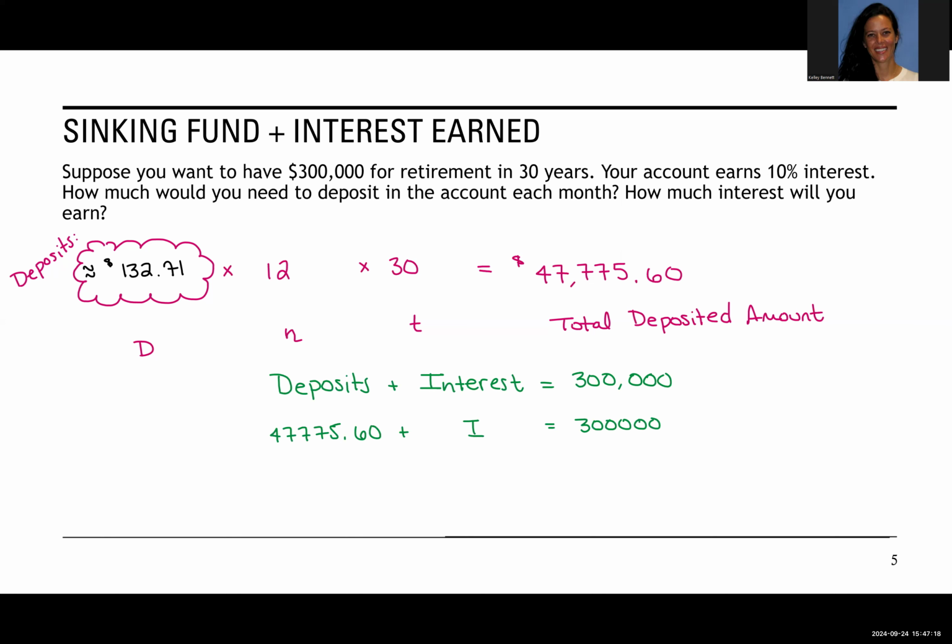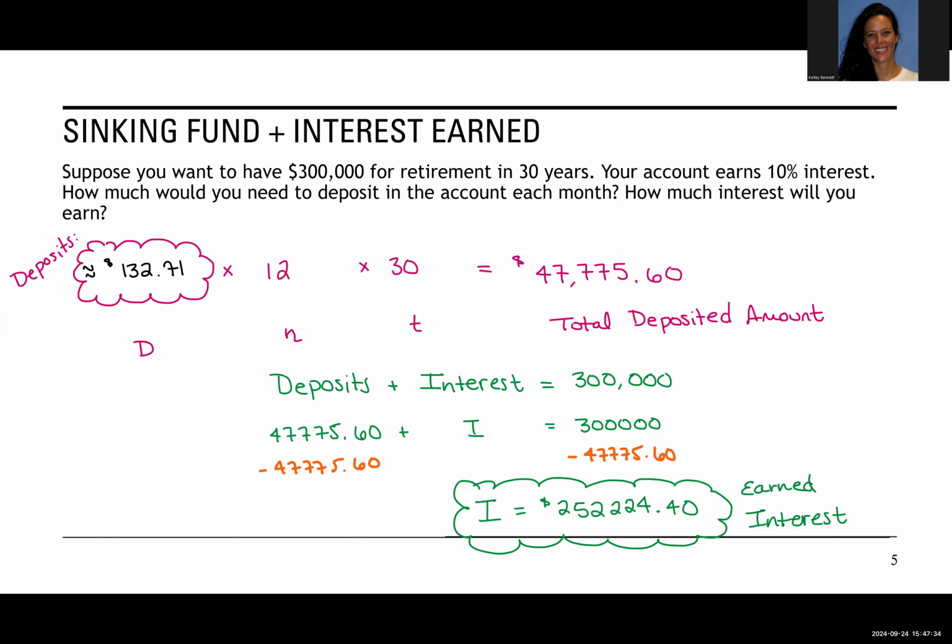So I've got my $47,775 with 60 cents deposits, plus the interest that I earned, I'm calling that I, that's got to take me to 300,000. So let's subtract my deposits from each side. And that's going to give me I is equal to $252,224 with 40 cents. This is actually the interest that we earned.